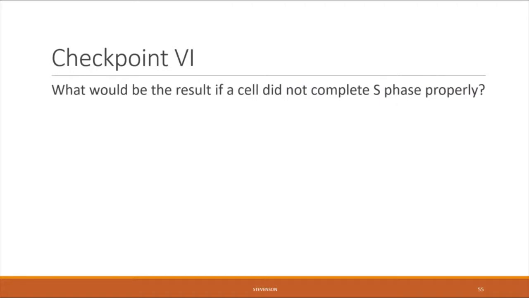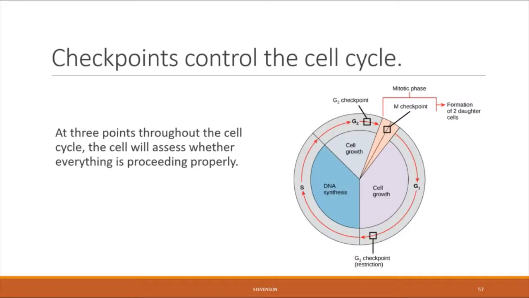And finally, go ahead and tell me what would be the result if a cell did not complete its tasks in S phase properly. Now, this checkpoint here is not actually a hypothetical question at all because things do go wrong during the cell cycle and mistakes are made. And this leads us into our next topic, which is a discussion of how the cell regulates its own progress through the cycle in order to make sure that it catches any mistakes that happen.